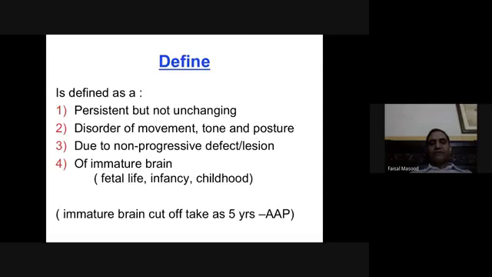It is a persistent but not changing disorder of movement, tone, and posture resulting from a non-progressive defect or lesion of the immature brain. So these are the four characteristic features we have to remember: this is a persistent disorder of movement, tone, and posture. The primary defect is a non-progressive lesion in the immature brain. It can be prenatal, perinatal, and postnatal.